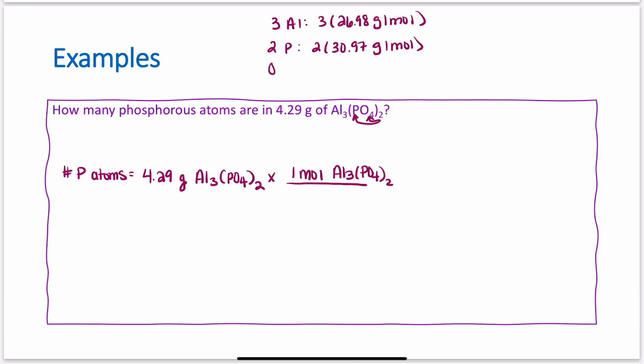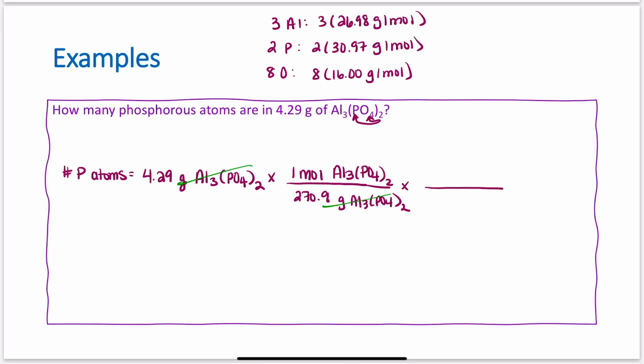And then 2 times 4 oxygen, 8 oxygen, 8 times 16 grams per mole. When you add all that up, you're going to get 270.9 grams of aluminum phosphate. So this step is just converting those grams to moles.